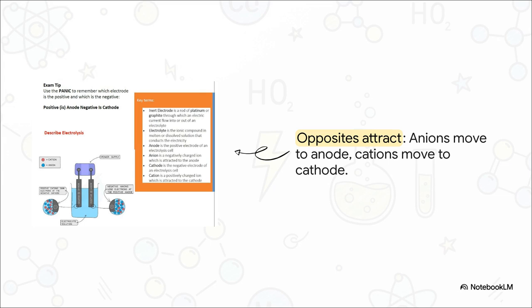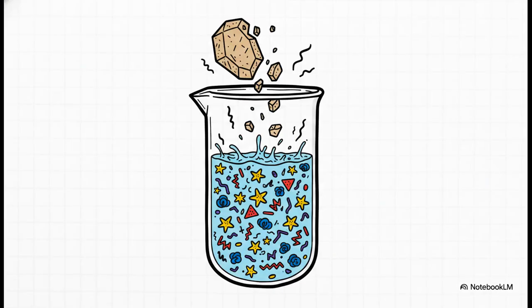The positive metal cations absolutely rush toward the negative cathode on the left to gain electrons. At the exact same time on the right, the negative nonmetal anions flock to the positive anode to lose theirs. We are using pure electricity to rip this compound apart by dragging its ions to completely opposite sides of the beaker. It's pretty wild.